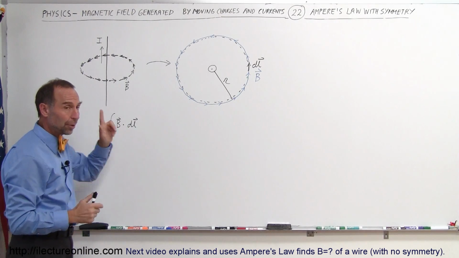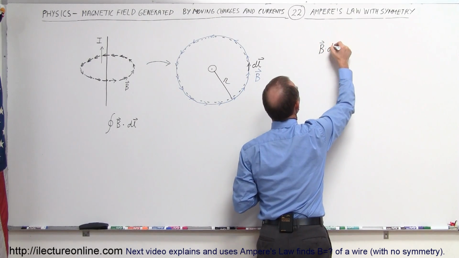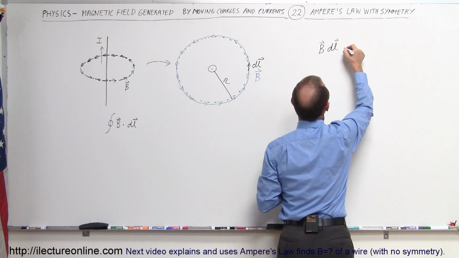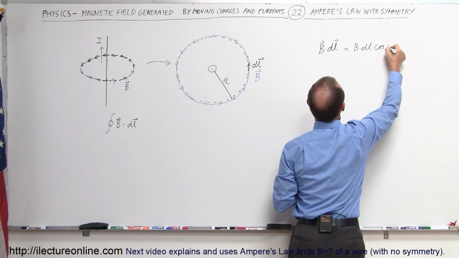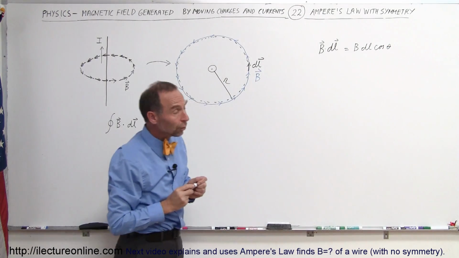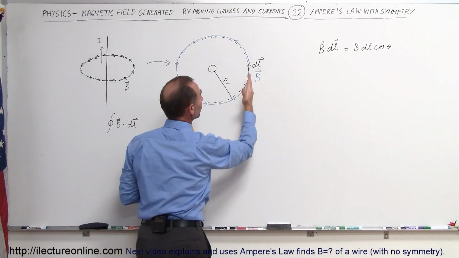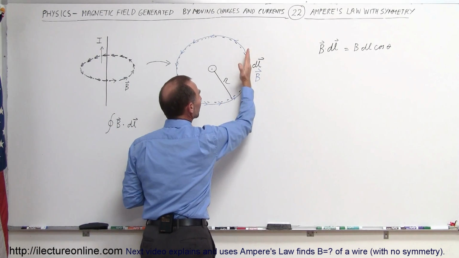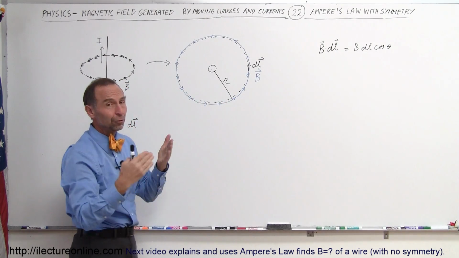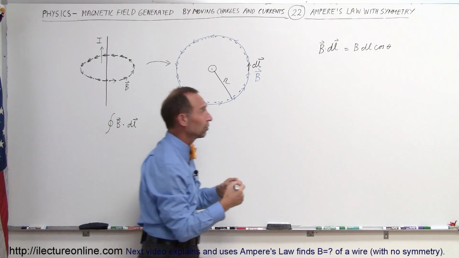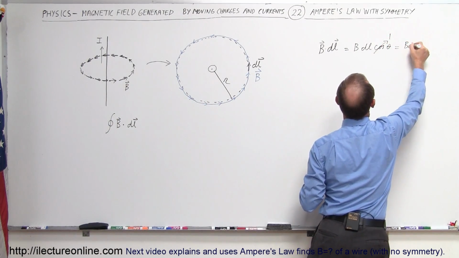Also remember that the dot product, and let me write it over here, between the magnetic field and the small little line segment is equal to B times dl times the cosine of the angle between the two. Notice that the angle between the two should be 0 degrees, because the B field is pointing in that direction and the line segment is pointing in that direction, so they're parallel. That means the angle between them is 0, and the cosine of 0 is equal to 1. So this becomes simply B times dl.